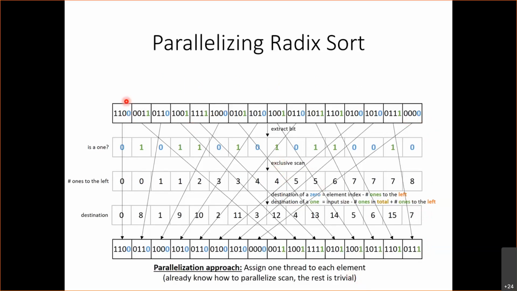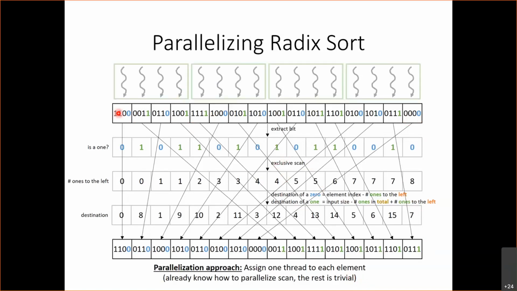So we assign a thread to each element in our input array. Each of these threads will extract 0 or 1 for the element that it's responsible for. The threads will collaborate to perform an exclusive scan. We've seen how to do that. And then each thread will find the destination index of its element based on whether its element is a 0 or a 1. And then once each thread finds the destination of the element that it's responsible for, the thread takes that element and stores it in the destination array. Okay? Is it clear how we parallelize it? Simple enough?